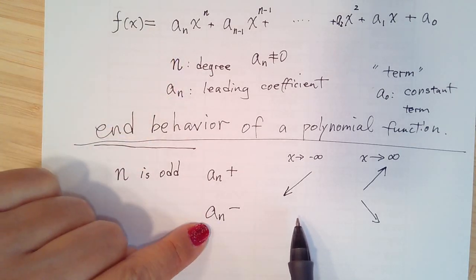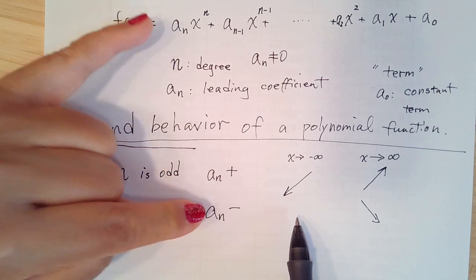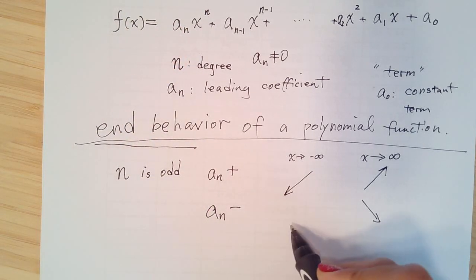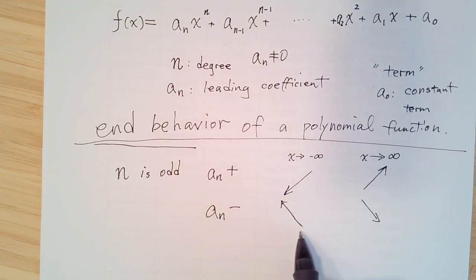And then an is also negative, so when you multiply negative an by that very negative number, it becomes this, which means when x goes to the left, keeps going and going and going, your y, or the function value, goes positive. So that's called the end behavior of that.